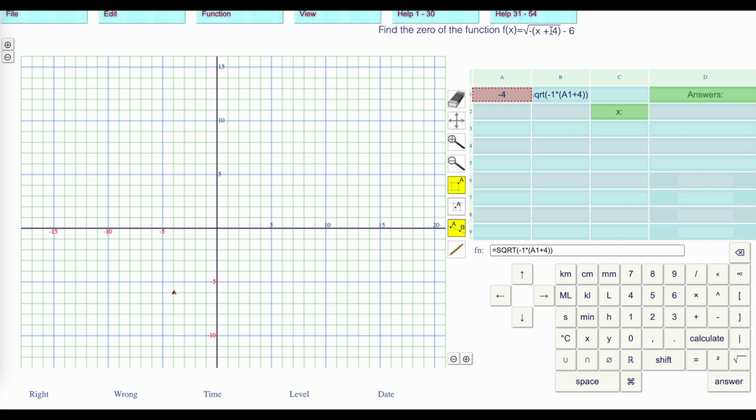The square root of 0 is 0. Minus 6 gives us minus 6. It's opening that way. If I put in negative 3, it should give us not a number, because it's going to be taking the square root of a negative. So negative 3 plus 4 is 1. Minus 1, the square root of minus 1, imaginary number, doesn't exist.